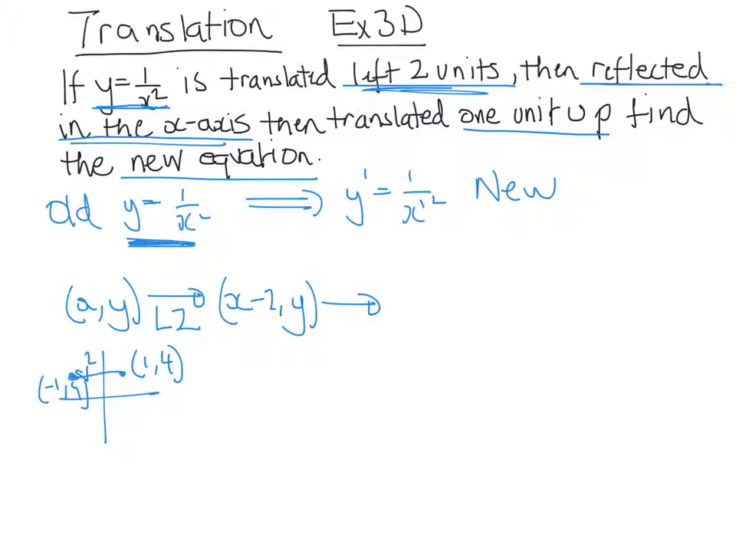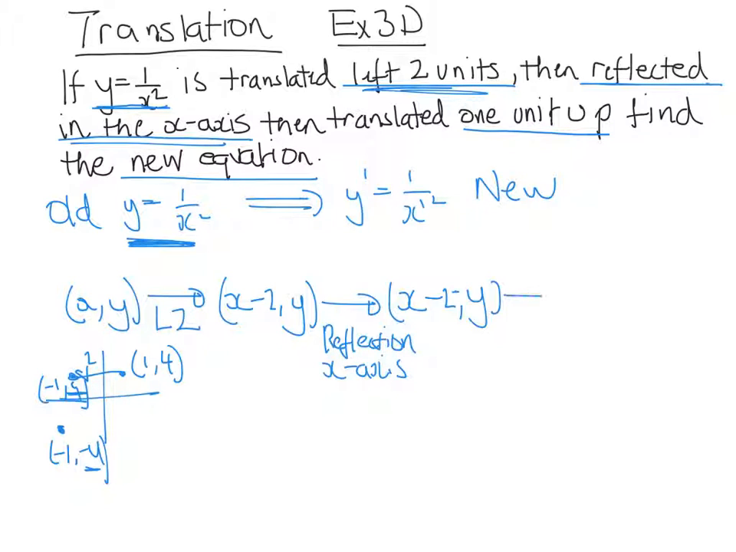Now the next thing that happens is it is reflected in the x-axis. Now if our point here, negative 1, 4, is reflected in the x-axis, it'll be negative 1, negative 4. So the y value changes from being positive to negative. So x minus 2 would end up being minus y, and that's a reflection in the x-axis.